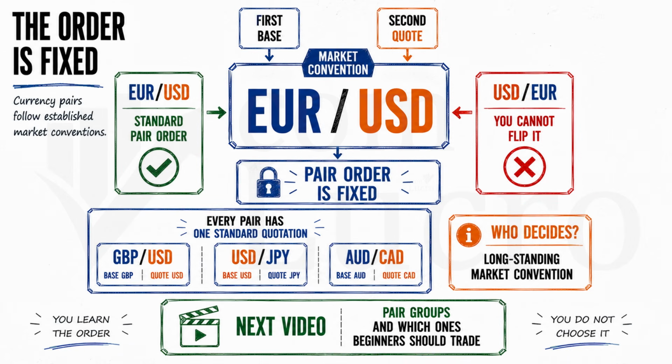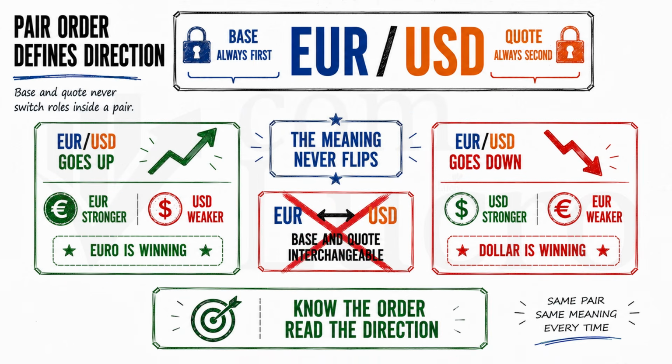Now, you might be wondering, who decides which currency goes first? Why is it EUR/USD and not USD/EUR? And that's a fair question. The answer is that these orders are set by long-standing market convention. The pairs have a fixed way they're quoted, and everybody uses the same one. You don't get to flip them around. We're going to get into which pairs exist and how they're grouped in the very next video, so just park that for now. But the reason the order matters is worth locking in today, because base and quote aren't interchangeable.